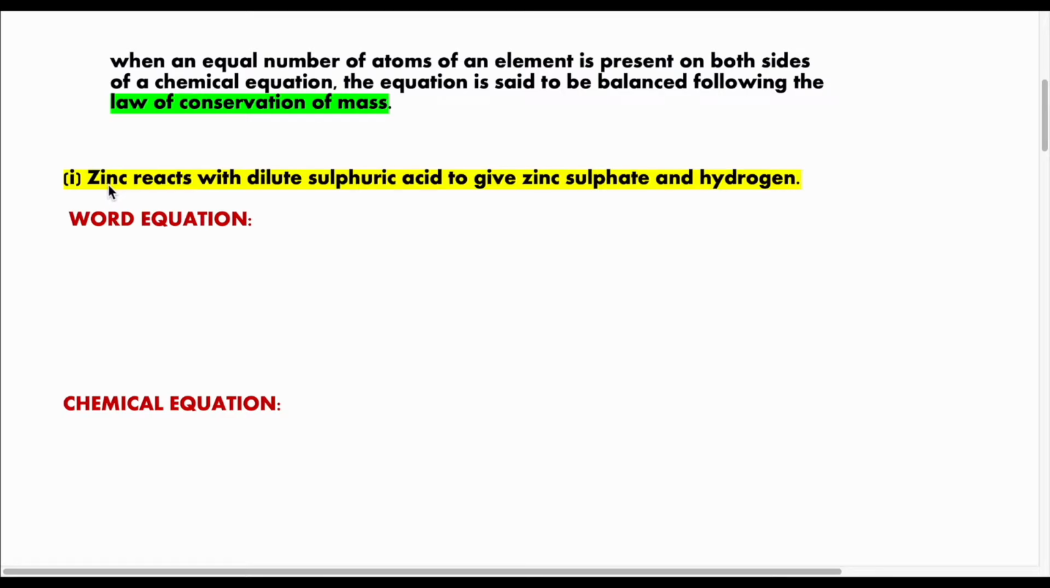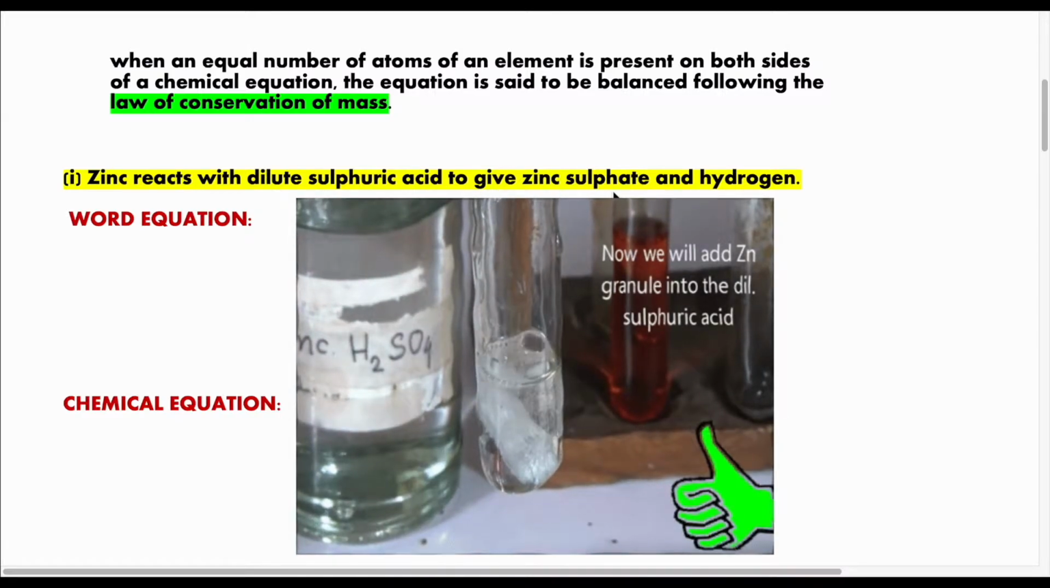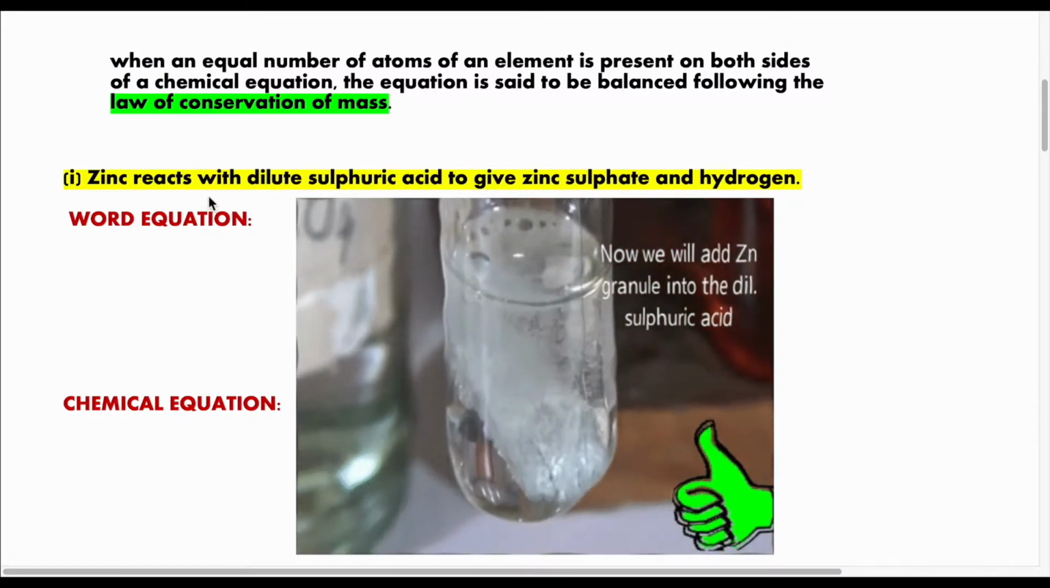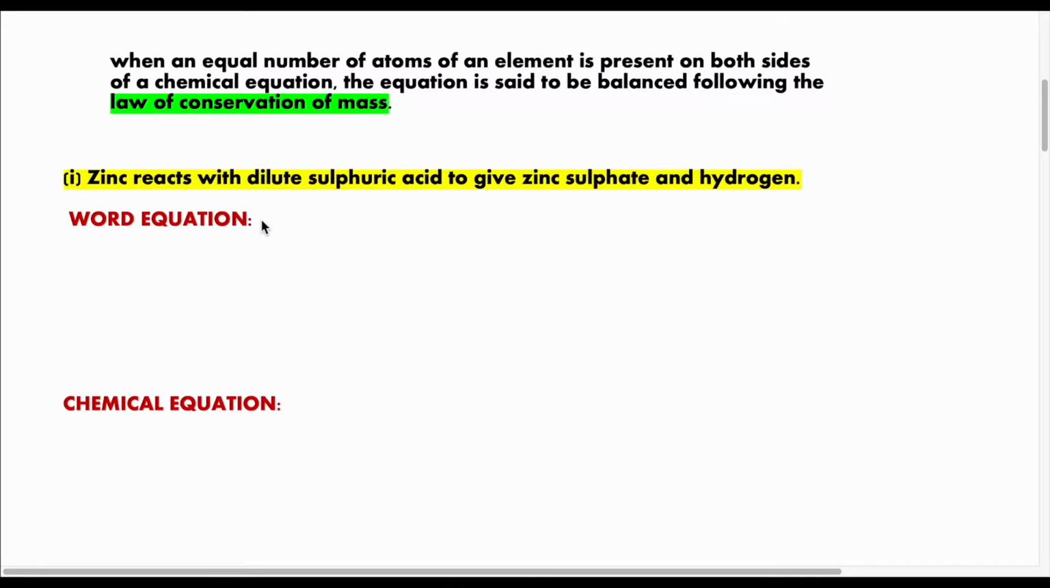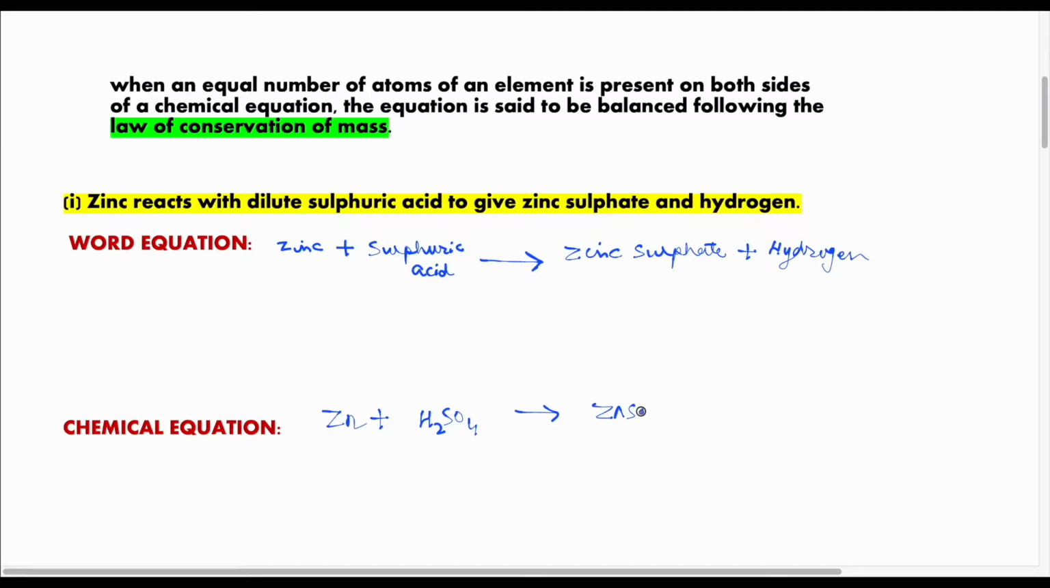Children, let us see an example. Here zinc reacts with dilute sulfuric acid to give zinc sulfate and hydrogen. The word equation for this chemical reaction is written as zinc plus sulfuric acid gives zinc sulfate plus hydrogen, and the chemical equation for this word equation is zinc Zn plus sulfuric acid H2SO4 gives zinc sulfate, that is ZnSO4, plus hydrogen H2.